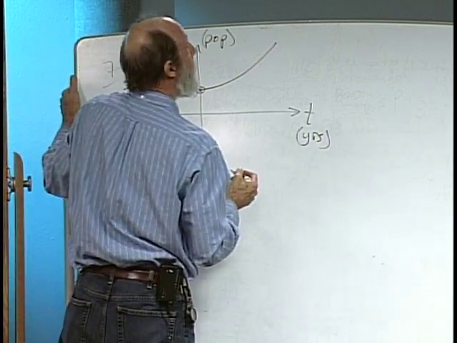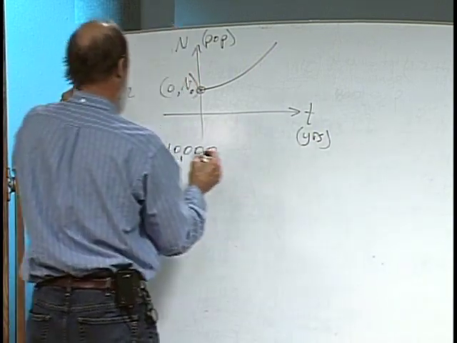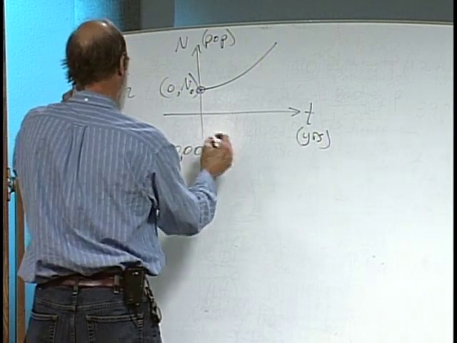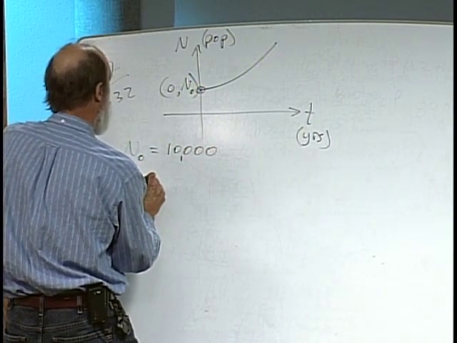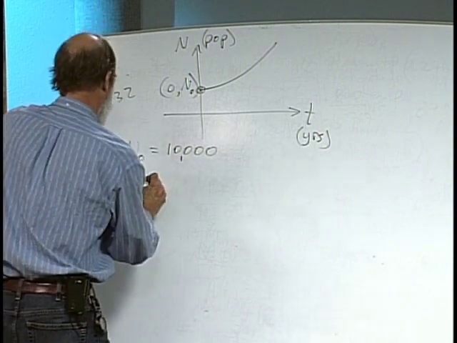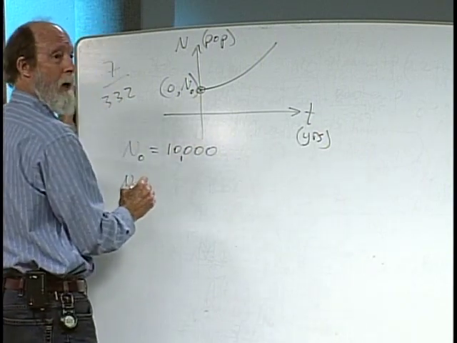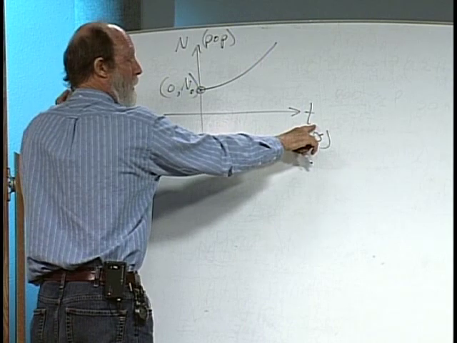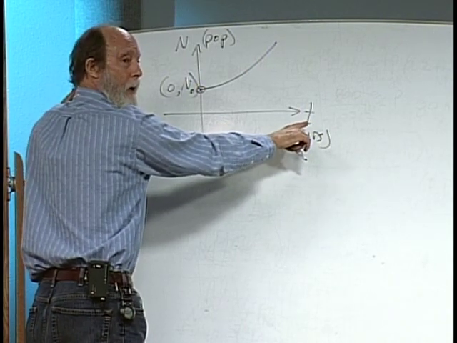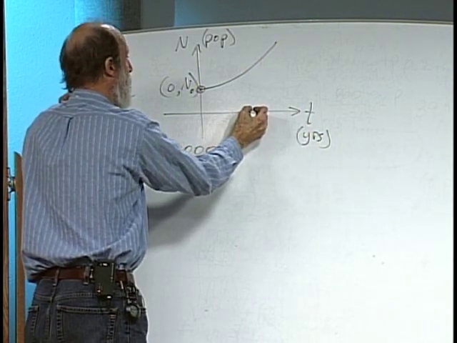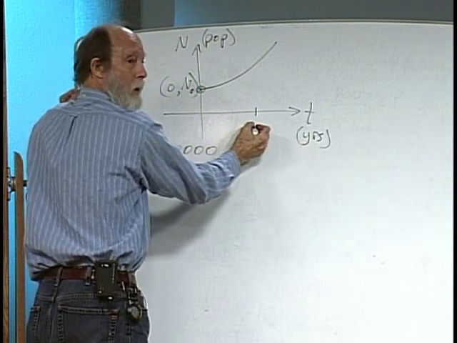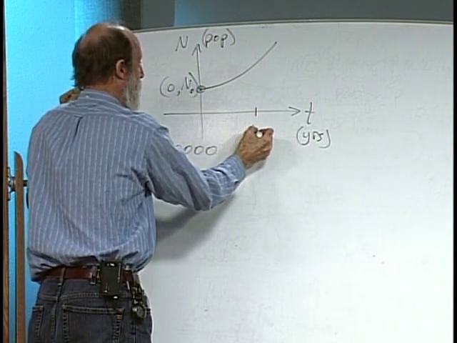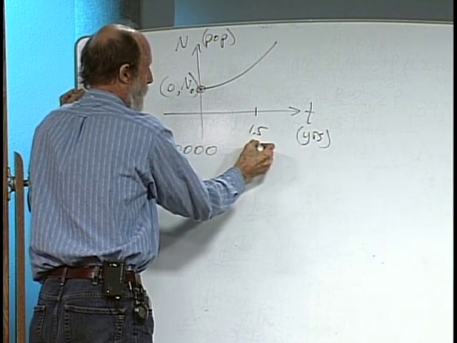So we're going to use an initial population of 10,000. Then we're going to, and it doubles, so the population grows in 18 months. So if our model is in years, then 18 months is equivalent to what? One and a half, right? In 1.5 years, that's 18 months.